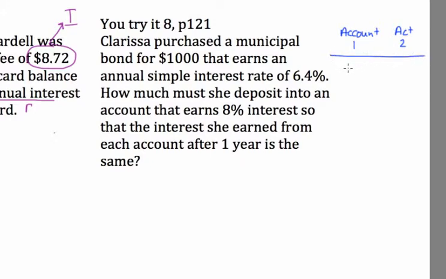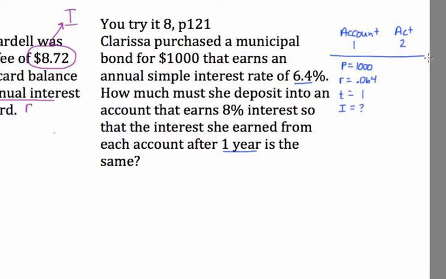So let's organize them. First, let's look at this first account. What's the principal? $1,000. Do we know the rate? Yep, 6.4%. As a decimal, that's 0.064. Do we know the time? Yes, both of them are going to be put in for 1 year. And then we'll be able to figure out the interest with all this information.